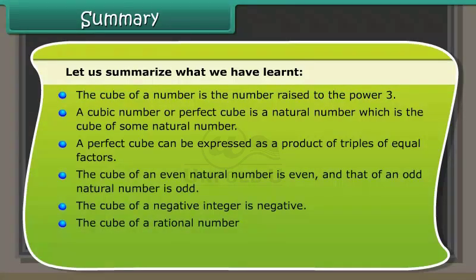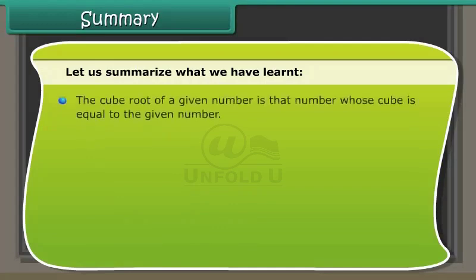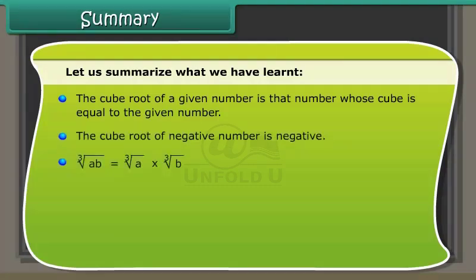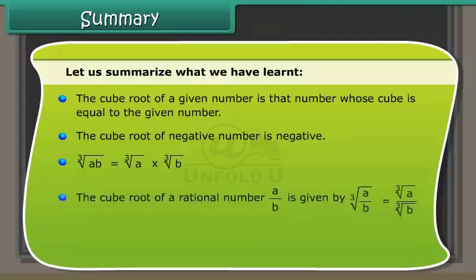The cube of a rational number a upon b is (a upon b) whole cube, which is equal to a cube upon b cube. The cube root of a given number is that number whose cube is equal to the given number. The cube root of a negative number is negative. Cube root ab is equal to cube root a into cube root b. The cube root of a rational number a upon b is given by cube root a upon b is equal to cube root a upon cube root b.